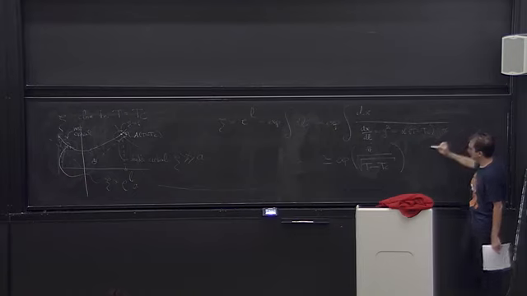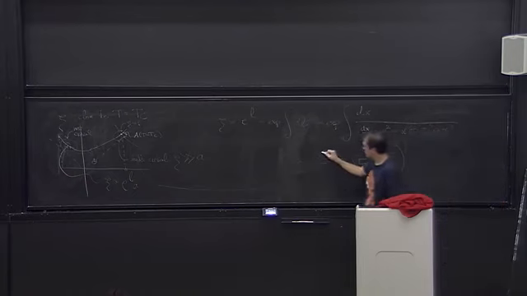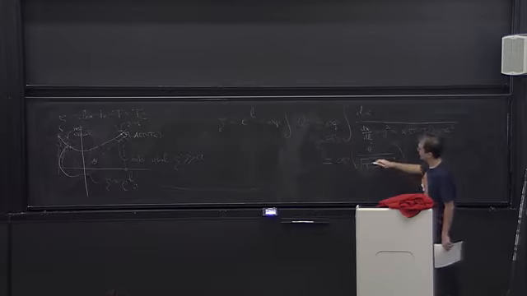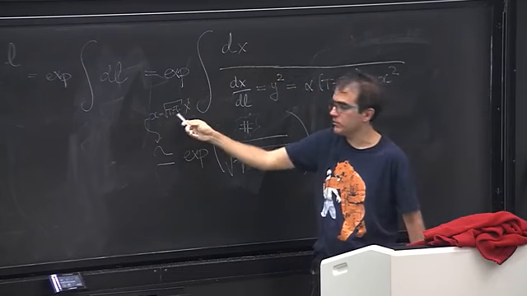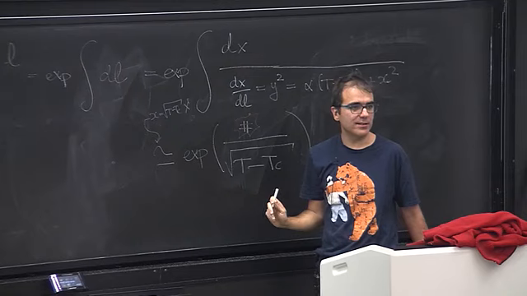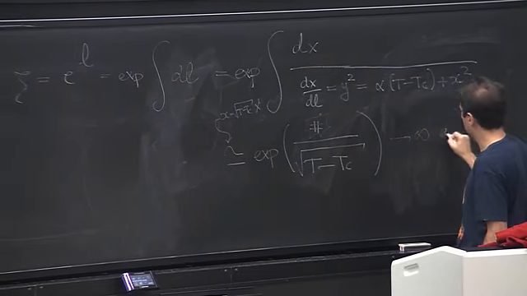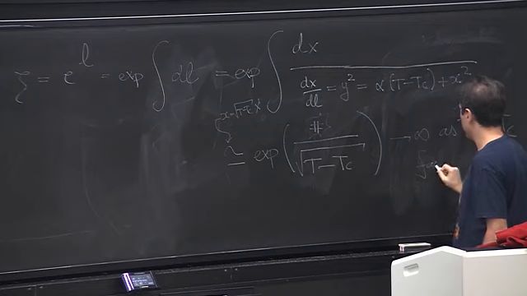And this integral gives me exponential of square root of t minus tc, where you just see this by rescaling x to be square root of t minus tc times y. Oh, y is a bad idea, x prime. And then this becomes a number of order 1 times square root of t minus tc downstairs. And we conclude that this goes to infinity as t goes to tc faster than any power law.